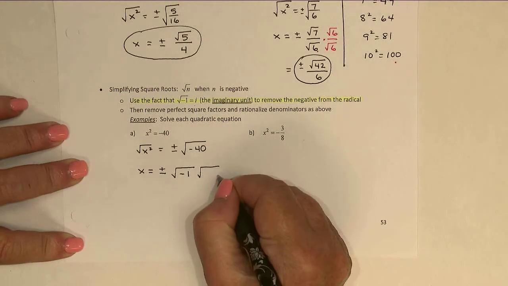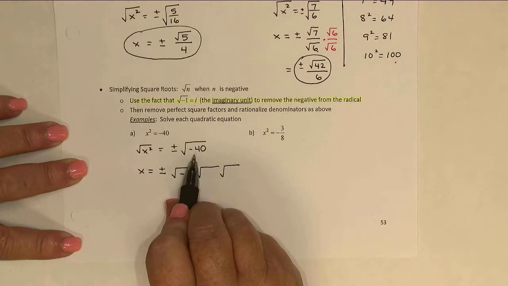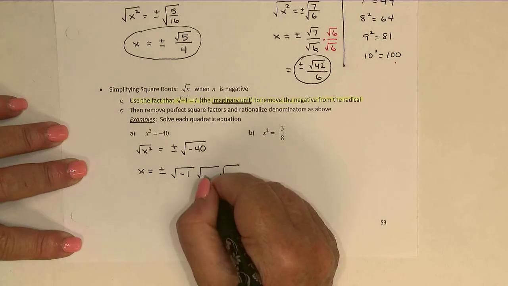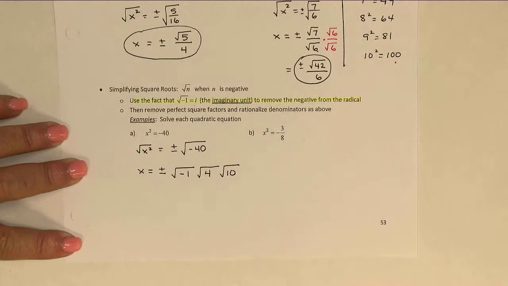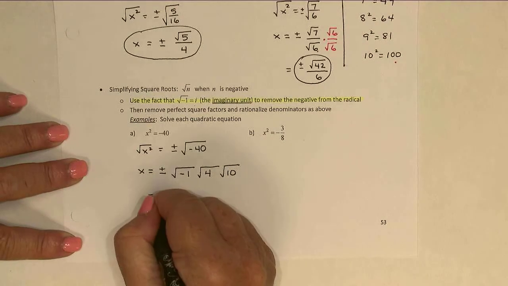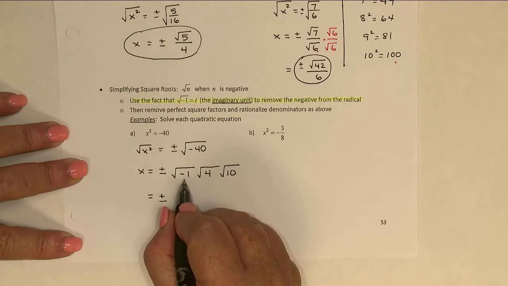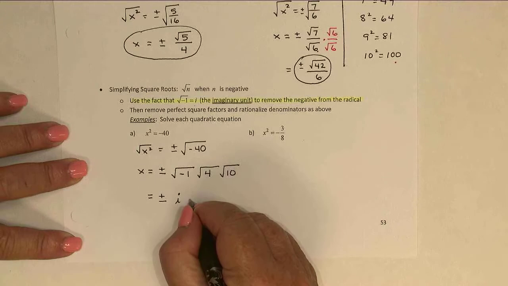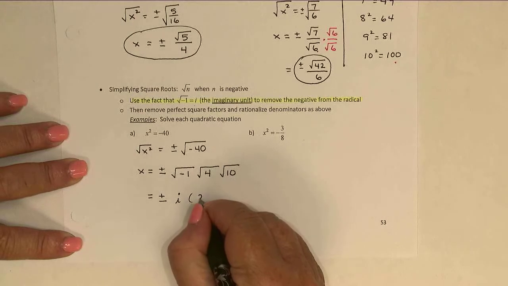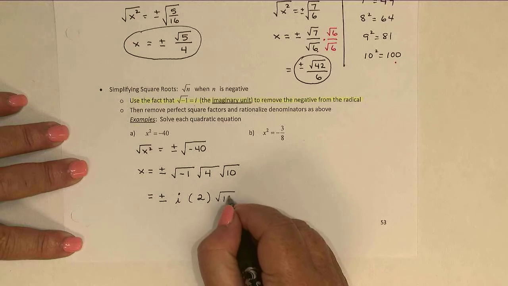All right, what about the square root of 40? Well, the perfect square 4 goes into that, so I'll break that down as the square root of 4 times the square root of 10. Again, this square root of -1 is i, the imaginary unit, multiplied by the square root of 4, which is 2, times the square root of 10.